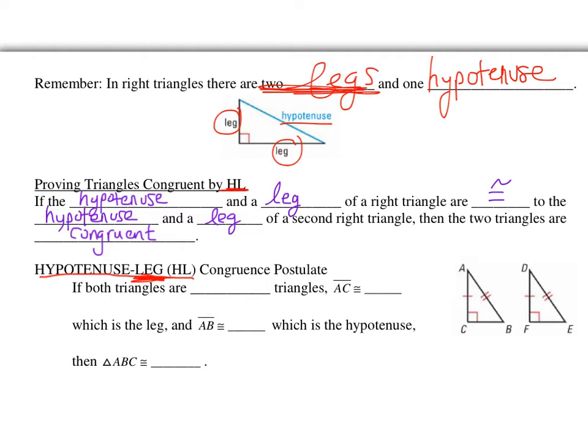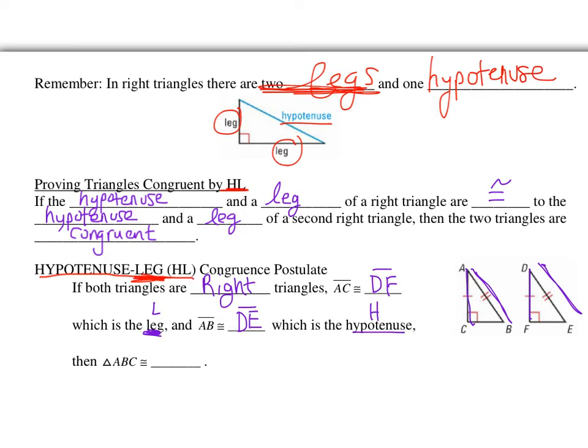So when we're looking at our pictures over here on the right, we go through listing out what is congruent. If both triangles are right triangles, you have to make sure that they're right triangles, otherwise we don't have hypotenuses or legs. Then we can see that AC is congruent to DF, which is the leg, so we've got an L. And then we have AB is congruent to DE. And if you notice, that's the hypotenuse, and that's because it's across from our right angle. Then we know that the two triangles are congruent.